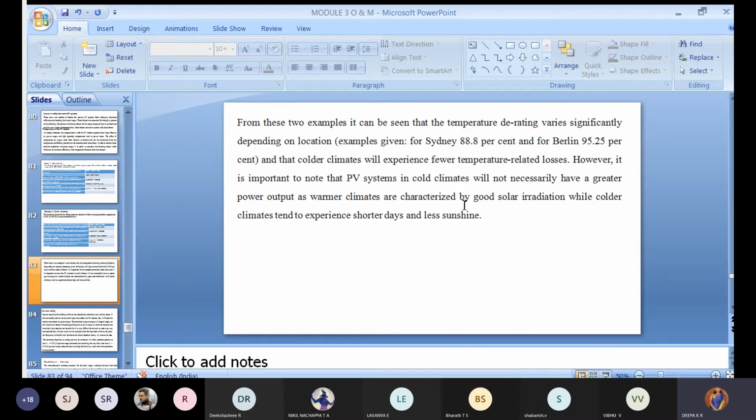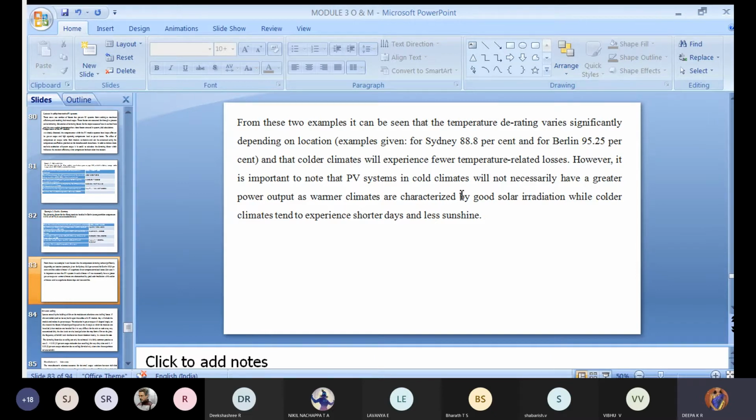That's why we cannot achieve the standardized output. But in normal climate or desert areas, we are getting high radiation. Of course, temperature losses are there, but the conversion of energy is more as compared to your cold region. So that's what they've given.